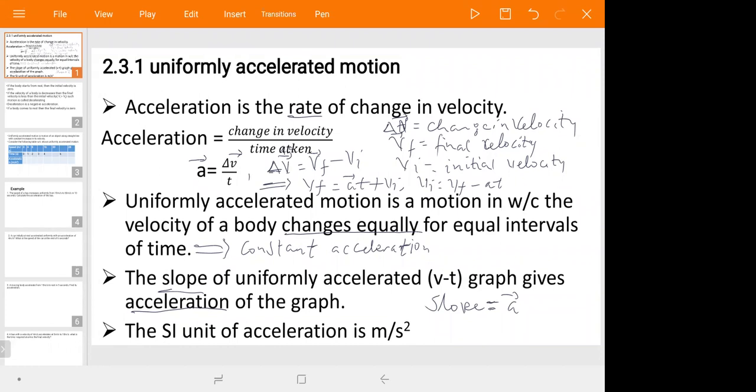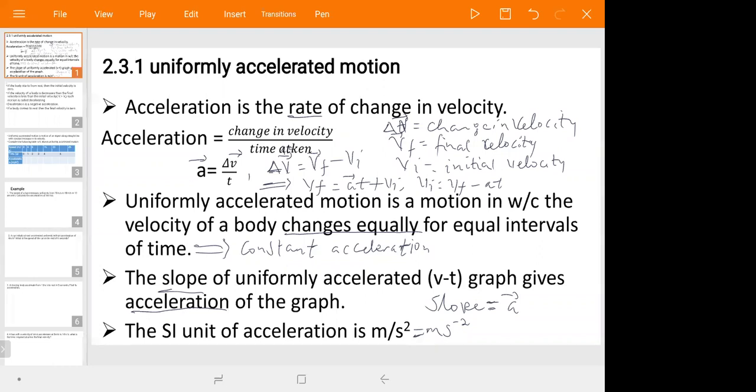Therefore, the slope of the uniformly accelerated motion graph gives you the acceleration. The SI unit of acceleration is meter per second squared. This means meter times second to the power of minus 2. When we bring it up, it becomes negative.